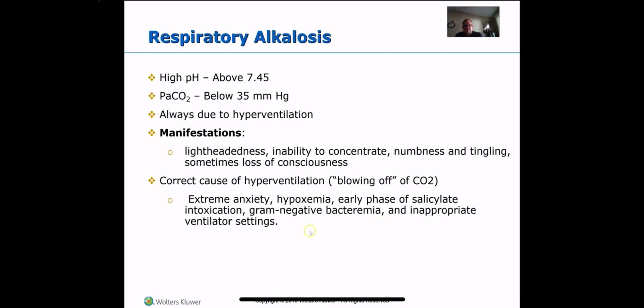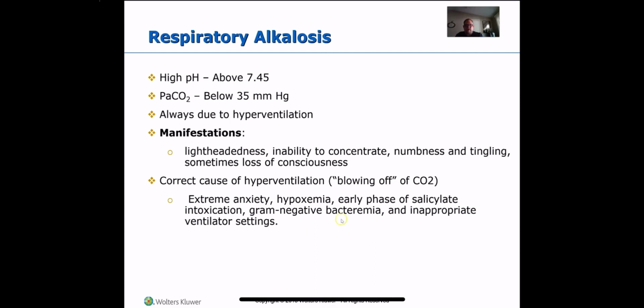Some of these causes could be extreme anxiety. When people are stressing out, they breathe so fast. Remember, what would you used to have them do? Breathe into a bag or something like that. You always see when people are stressed out, you have them slow down, take some deep breaths, right? Because you're trying to slow down what they're doing.